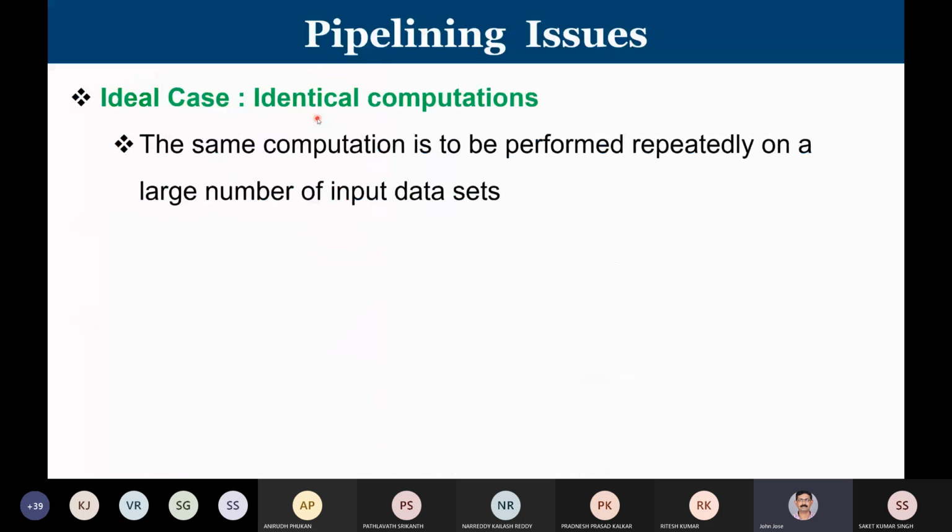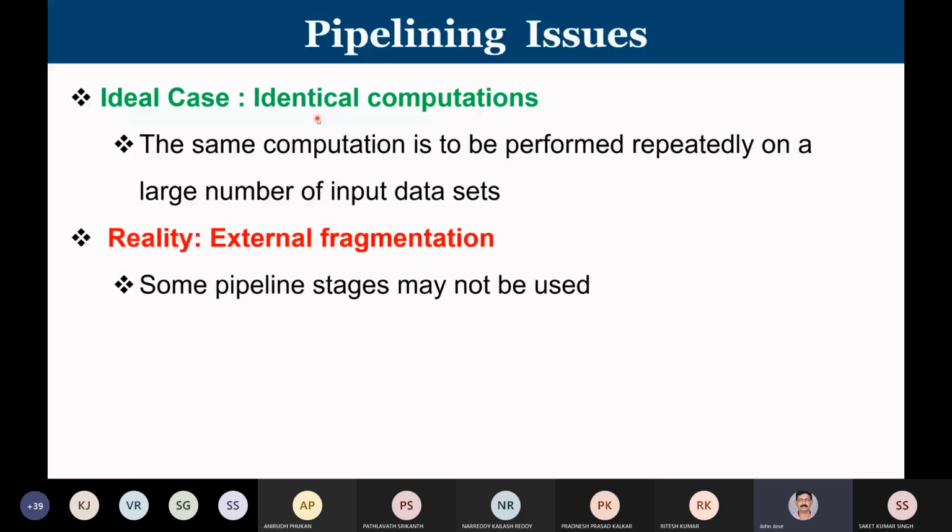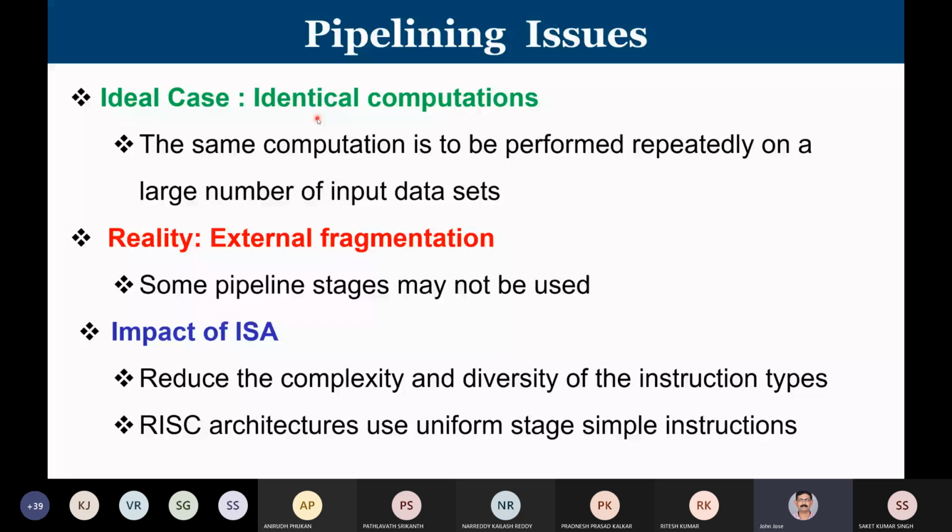The second case is identical computation. We assume that all these 5 computations have to be performed repeatedly on a large input data set, and every operation has to go through all these 5 stages. The reality is some pipeline stages may not be used. We are not using the MEM stage for ALU instructions, and we are not using the write back stage for store operations and branch operations. So you cannot represent that every instruction should go through all the 5. But the impact on ISA is that you reduce the complexity and diversity of instruction types such that you can fit all of them into this.